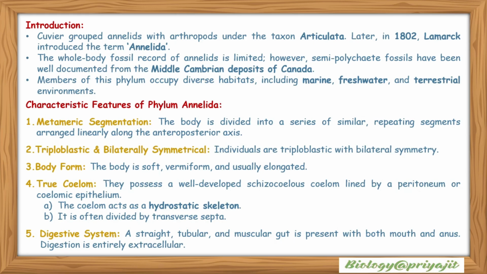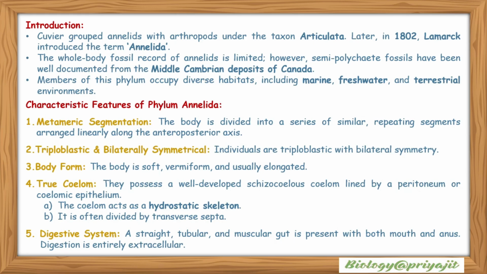They possess a well-developed schizocoelous coelom lined by a peritoneum or coelomic epithelium. The coelom of the annelids acts as a hydrostatic skeleton, and it is often divided by transverse septa. So the body of the annelids is segmented both internally and externally, and we can see their true coelom also. So this is the metameric segmentation, the characteristic feature of the annelid.